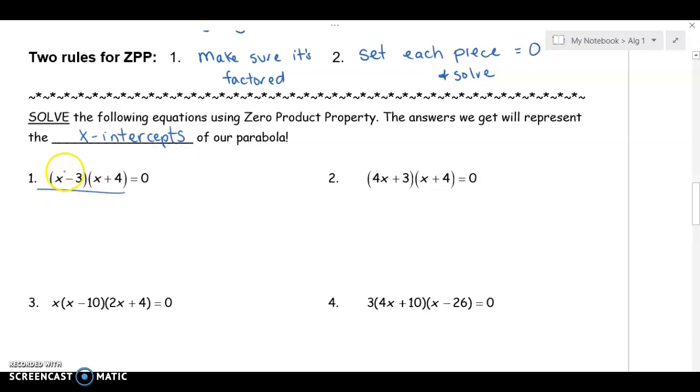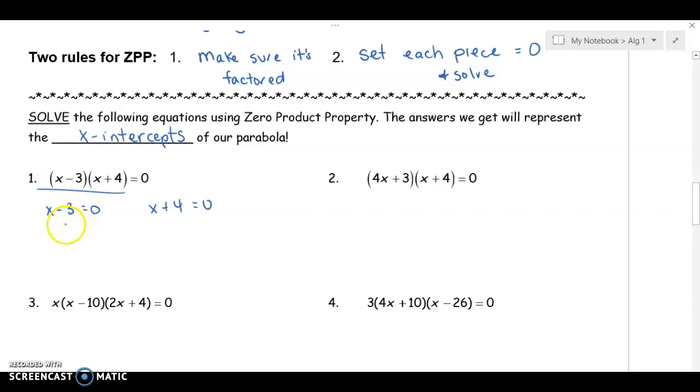So for this one, it's already going to be factored. So step 1 is done. It's factored. Step 2, we set each piece equal to 0 and we solve. So we're going to set x minus 3 equal to 0 and we're going to set x plus 4 equal to 0. All right.